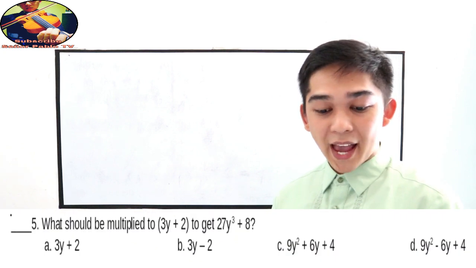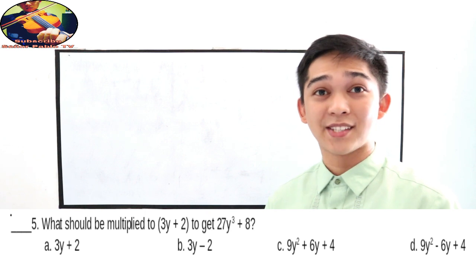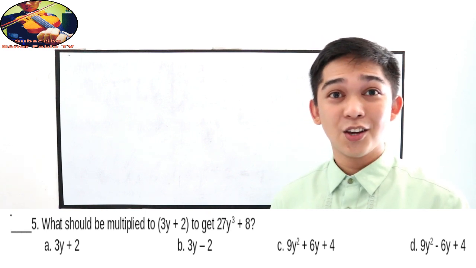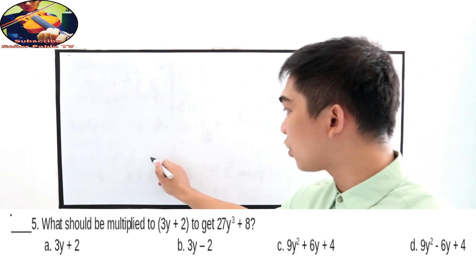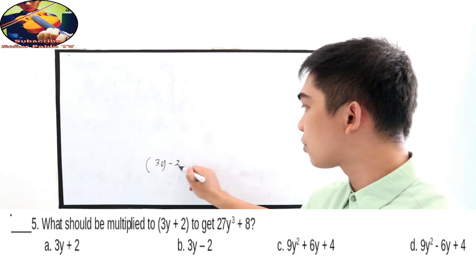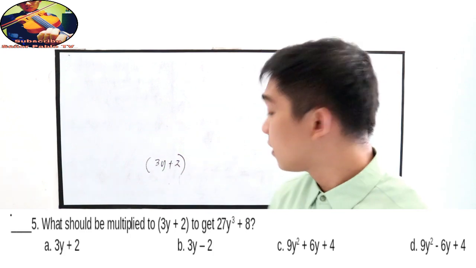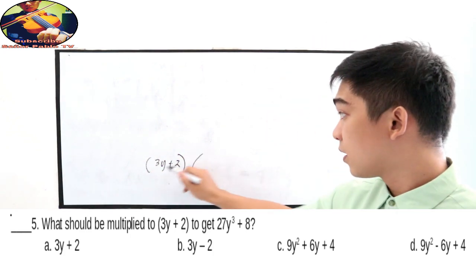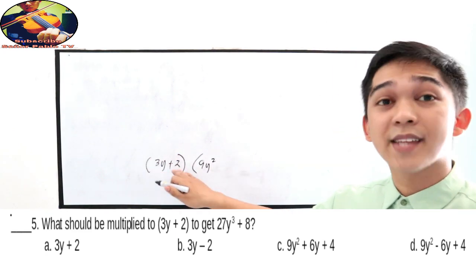Okay, number 5. What should be multiplied to 3y plus 2 to get 27y cubed plus 8? Yung 27y cubed plus 8 ay cube of a binomial. So, kunin natin yung ating first factor na 3y minus 2. So, yung shortcut natin, plus 2 pala. Yung shortcut natin, square the first term. So, 9y squared.